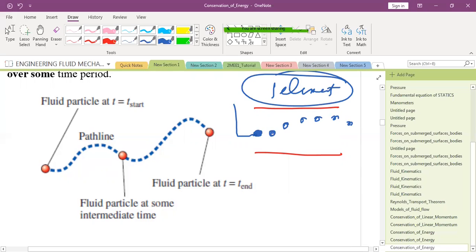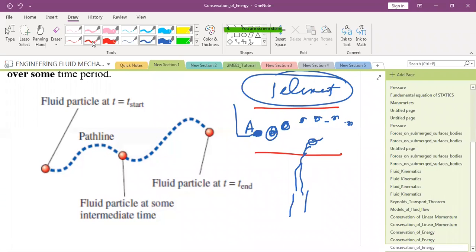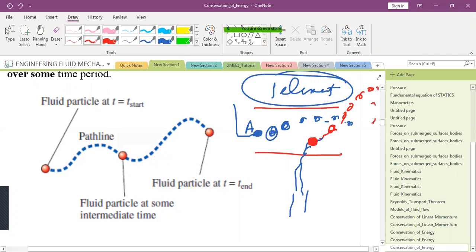I am not tracking all the elements that are passing through this point A, but I am tracking only a single particle that is moving along the flow. For instance, if you had a candle and some smoke was coming out, you imagine, concentrate a part of the smoke, that this is the part of the smoke you will be analyzing, and then you analyze its movement. So whatever path it follows is called the path line.